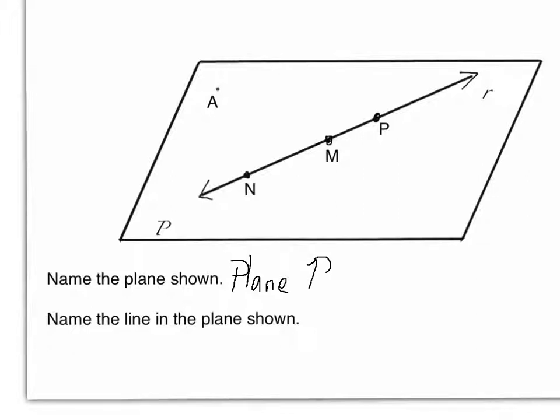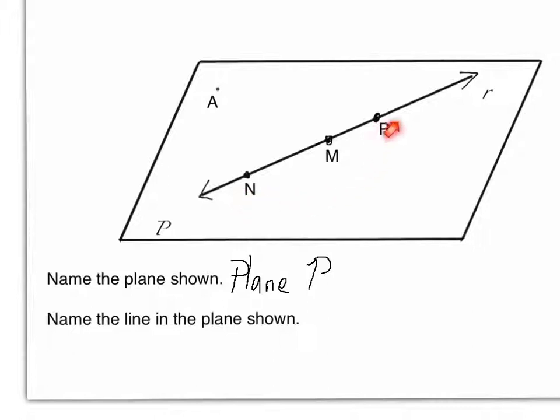You could also name the plane by using three non-collinear points. Remember, non-collinear means not in a straight line. So you see that there's a line drawn on this plane, and the points N, M, and P are all on that line. I can't use these 3 points. I have to use three non-collinear points.